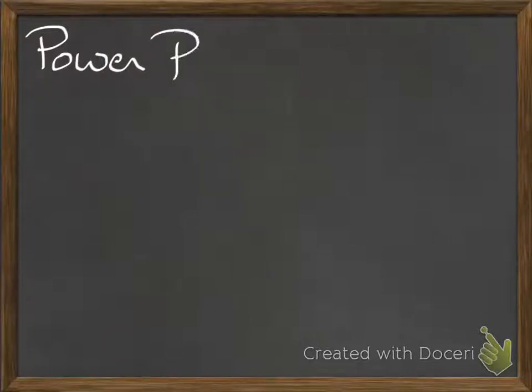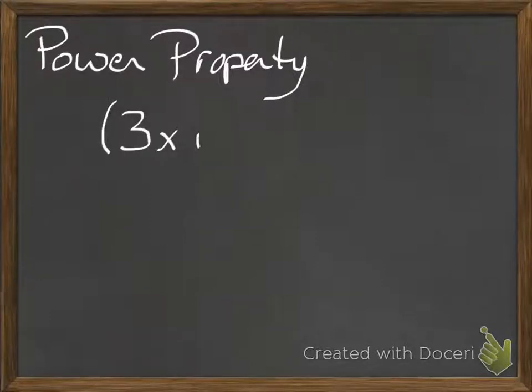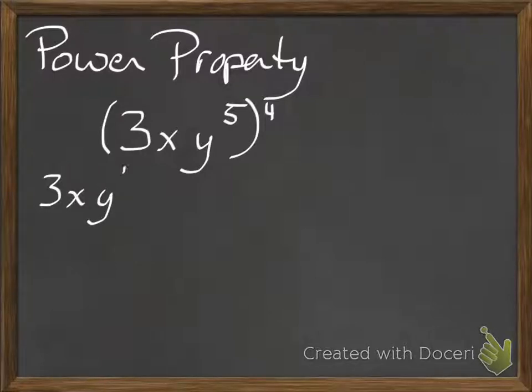Power property. So let's say I have 3x y to the 5th all raised to the 4th power. I'm going to write it out the way it should be expanded. There is a shortcut. See if you can figure out the shortcut. So if I was just to write it out, that means I have 4 of these being multiplied.